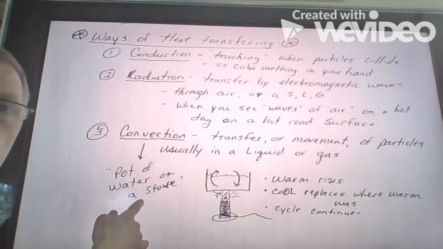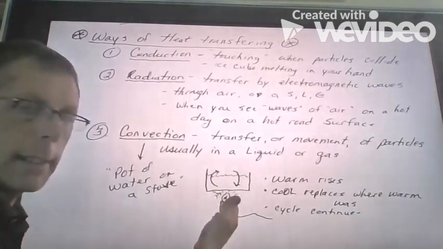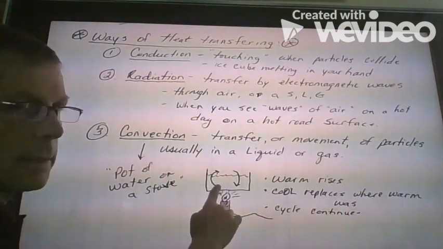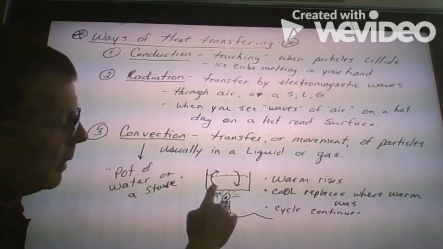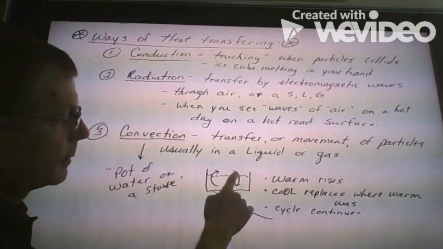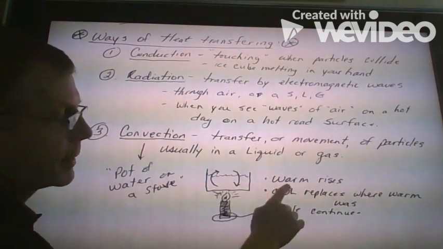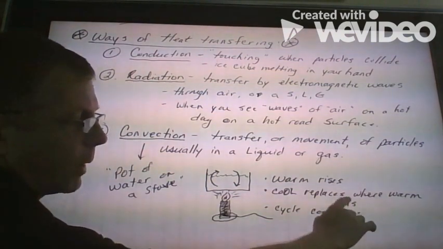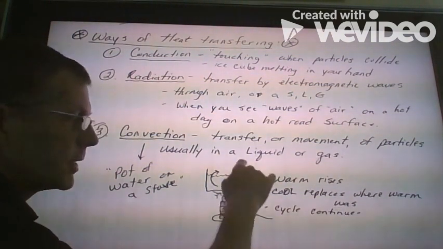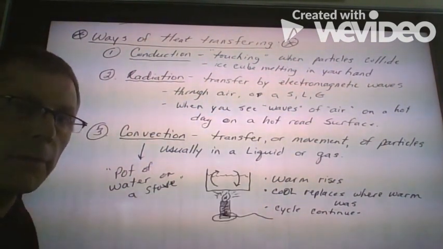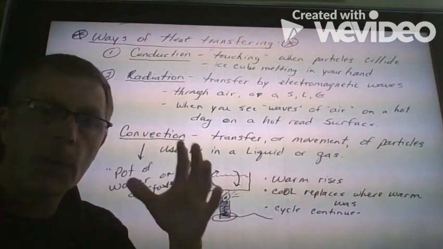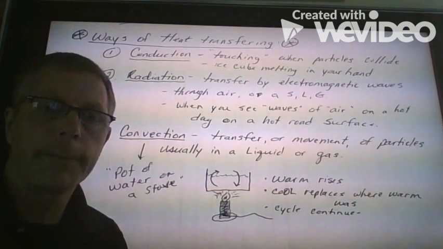Think of a pot on a stove. Here's our makeshift Bunsen burner, warming up the water at the bottom of the beaker. Warmer rises, cooler replaces. So warm water rises, cool replaces where the warm water was, and this cycle just continues over and over. It can happen outside in the air too. That's how we can get things to warm up.